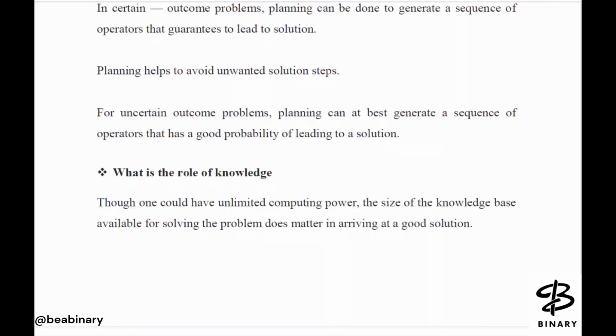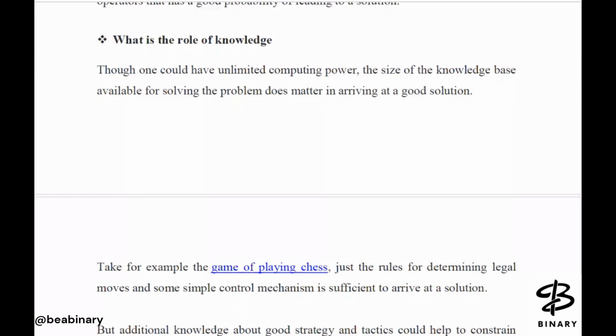Here, another characteristic of a problem we are talking about is: what is the role of knowledge here? When we are solving a problem, what is the role of knowledge? Though one could have unlimited computing power, the size of the knowledge base available for solving the problem does matter in arriving at a good solution. So the more data you have, the more your power will increase.